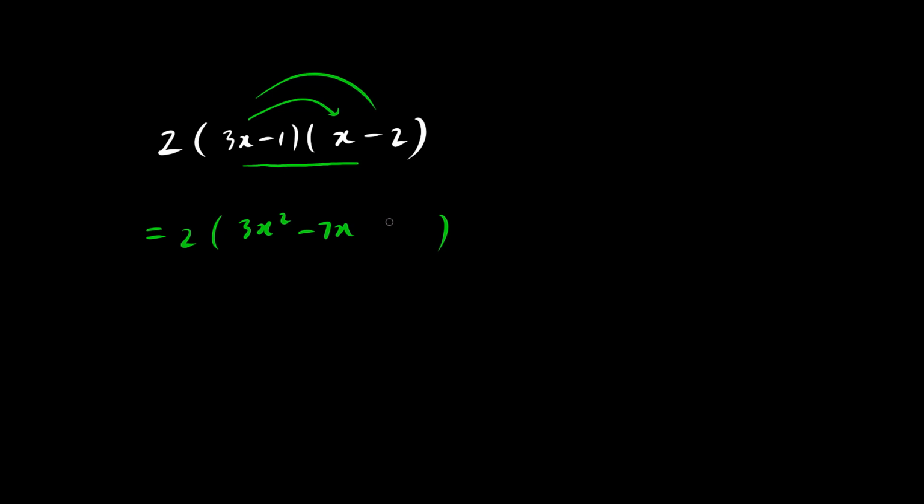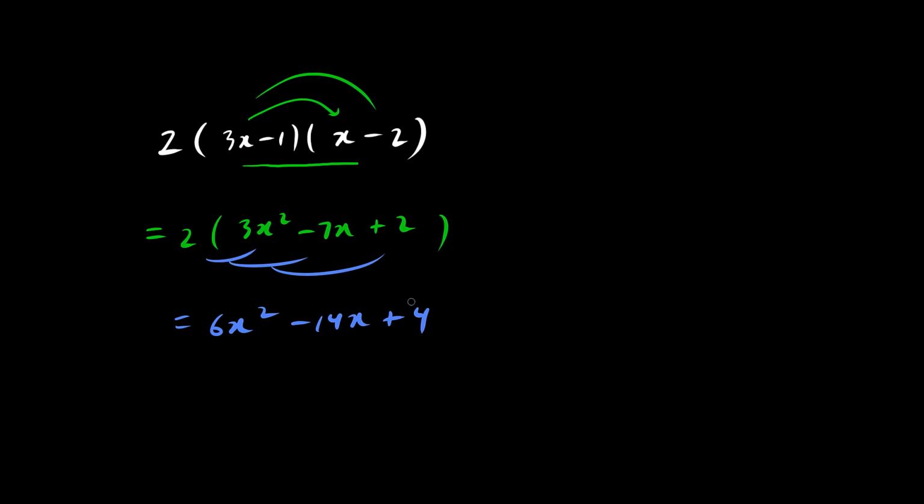And last, we have negative times negative is positive 2. We can then use distribution. So we get 6x squared minus 14x plus 4.